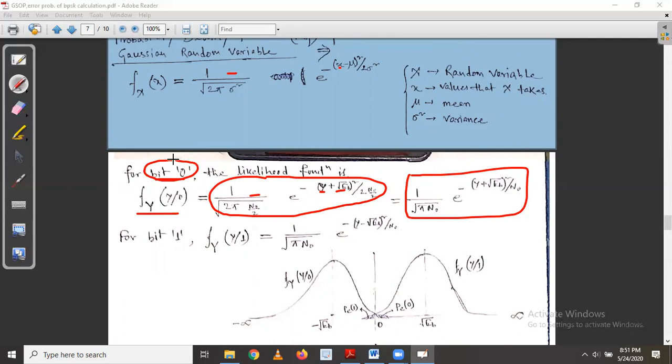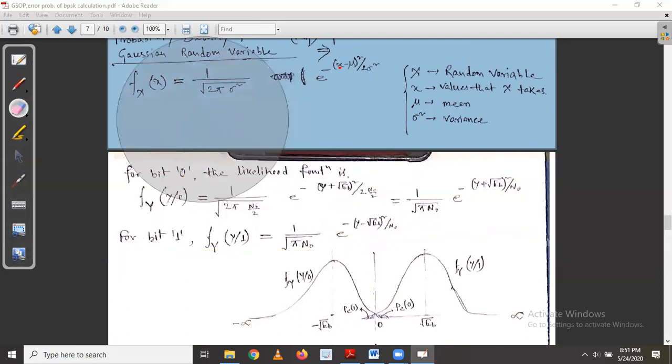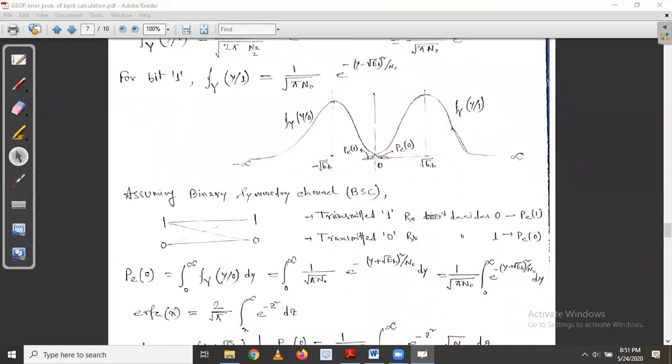Similarly for bit 1, I am not putting all these values, directly I am writing. For bit 0, this is your plus root of EB, here it will be minus, that's all. If I put all the values, we will get this one, so I am not doing that. So these are the probability density functions of the Gaussian random variable for bit 0 and bit 1 of the observation y at the output of the integrator for the BPSK modulation technique at the receiver side. So up to this, I think it's okay.